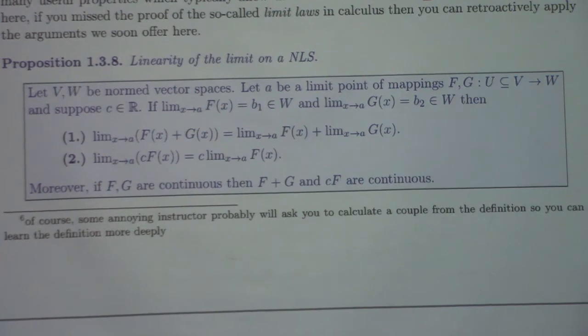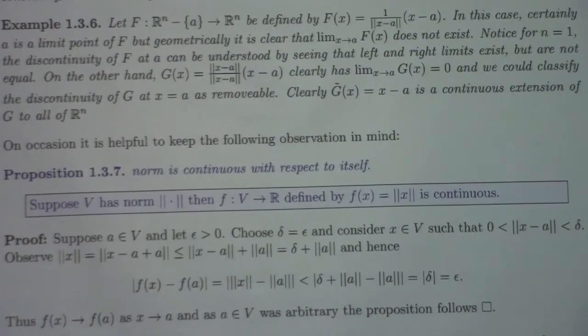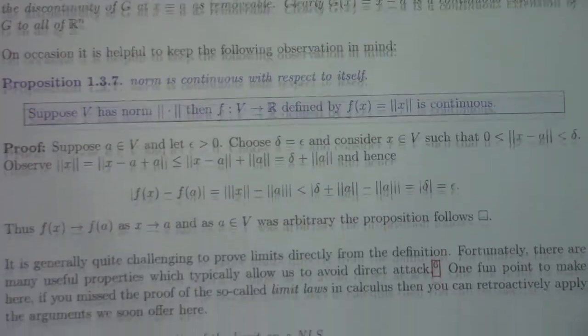Guess what? Limit laws. They're true. So the limit of a sum is the sum of the limits. You can pull constants out just the same. And if you have two continuous functions, their sum and their scalar multiple are also continuous. The proof is just identical to what you saw in Calculus 1.